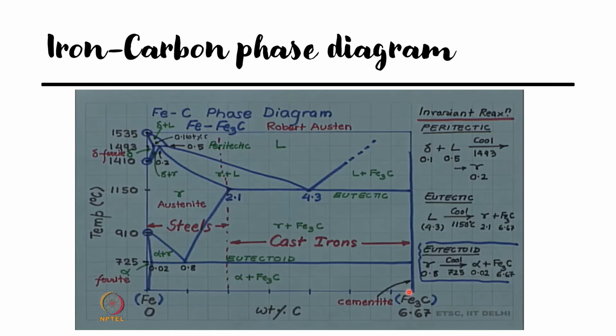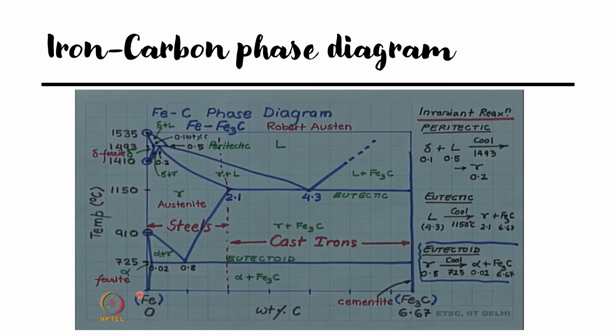Now we don't go beyond 6.67 because after this it is of no much use from an engineering perspective. And similarly, when we go above 1535, it's not much use because it has already melted. And this is an equilibrium phase diagram, so we need to keep this constraint clear in our mind.